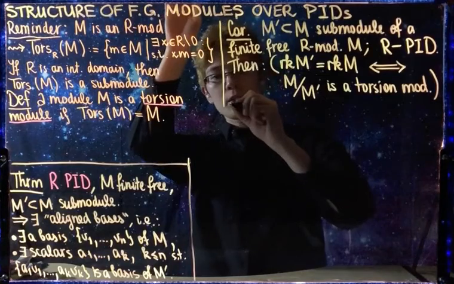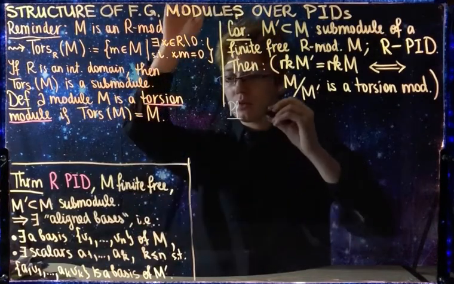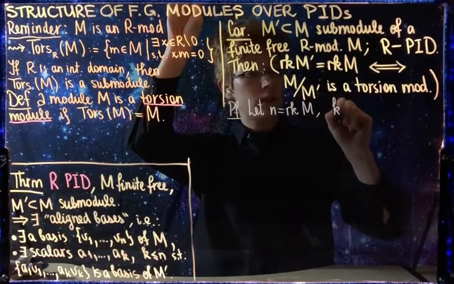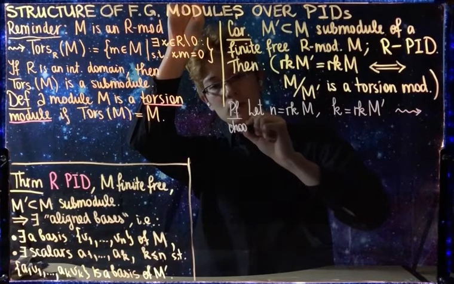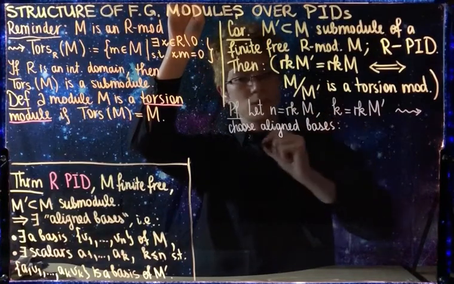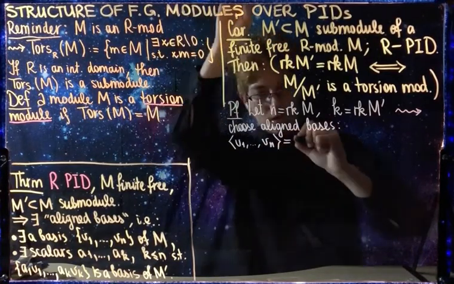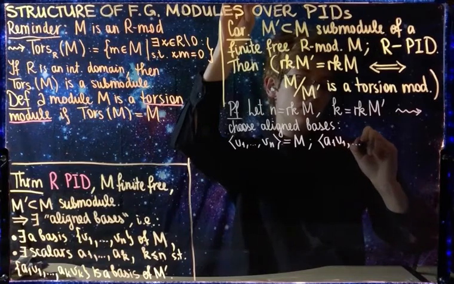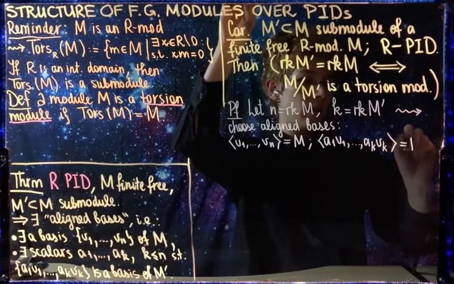The proof of this corollary is a direct application of the theorem about aligned bases. So let's say that n is the rank of M and k is the rank of M prime. Then we can choose aligned bases. So v1 through vn spans M, and a1 v1 through ak vk spans M prime.